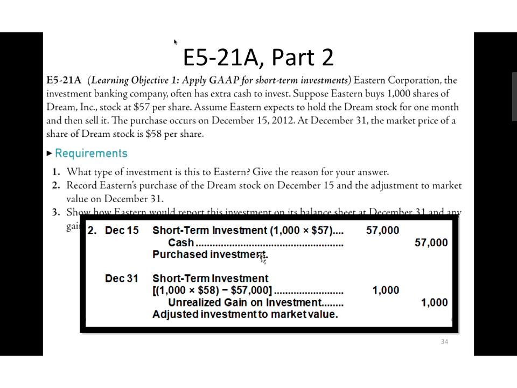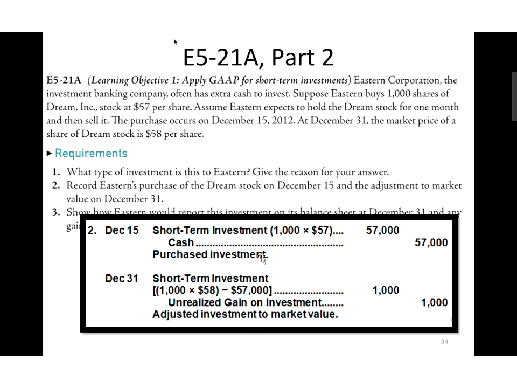So since it's worth more, I want to increase the asset for the $1,000, and I also want to increase unrealized gain on investment. Unrealized gain on investment is the credit there for 1,000. And unrealized means I have not sold this yet. I have it sitting there. It's a trading security, so my intention is to sell it very soon. Unrealized means I'm still holding it, and this is based on market value. Okay, so that's requirement 2.